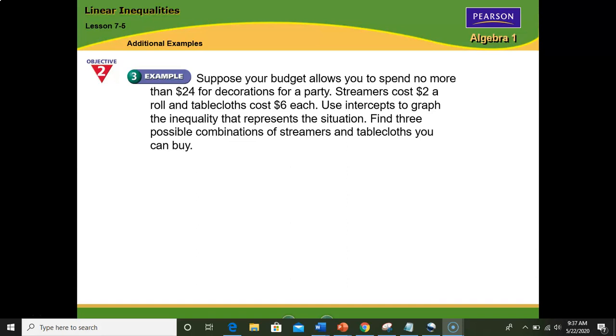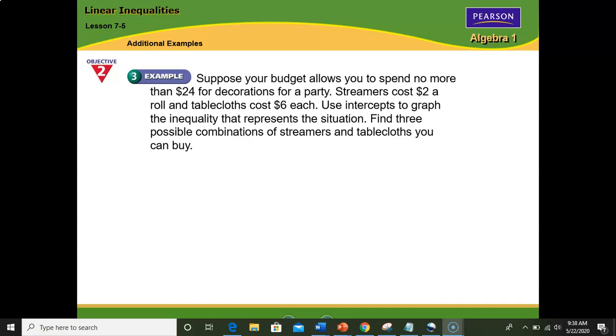So you can spend anything up to. Now, when it says no more than 24, that doesn't mean you have to spend all $24. You could spend $20, you could spend $22, you could spend $21.50. So that means any value up to and including 24. So we know that our inequality is going to be less than or equal to 24 when we write it.